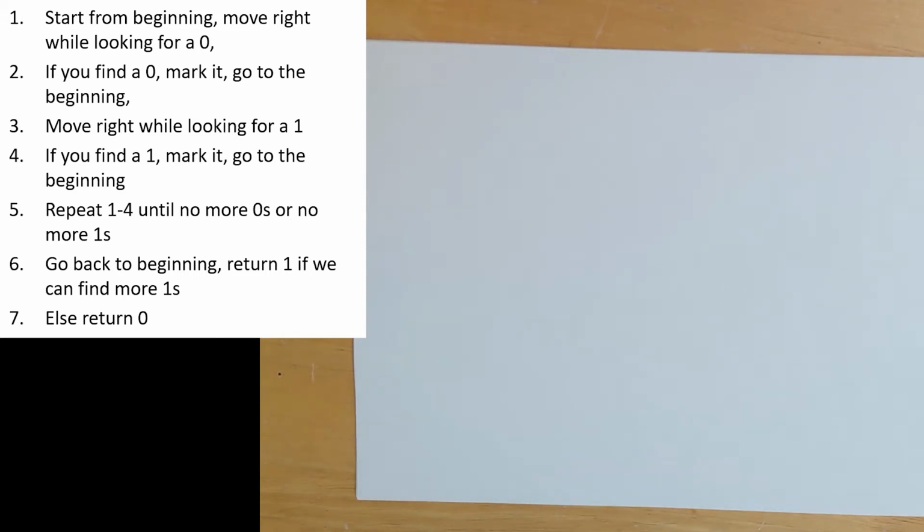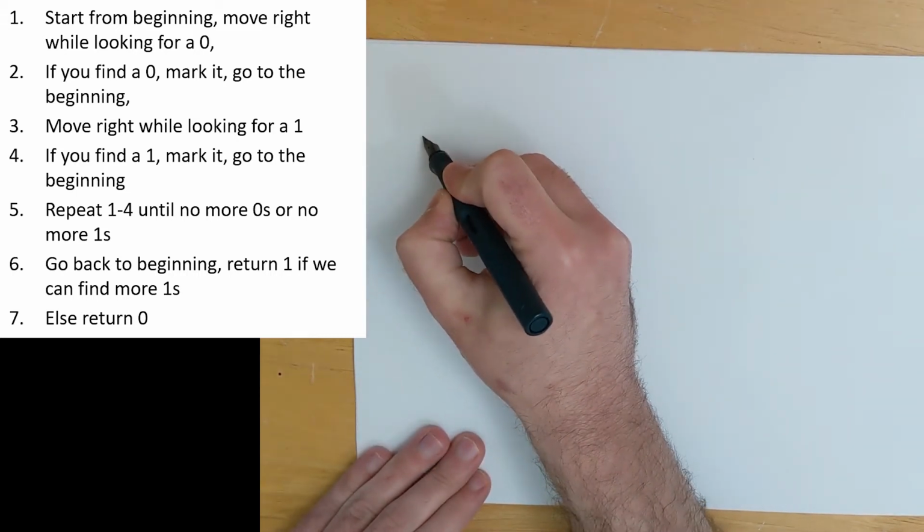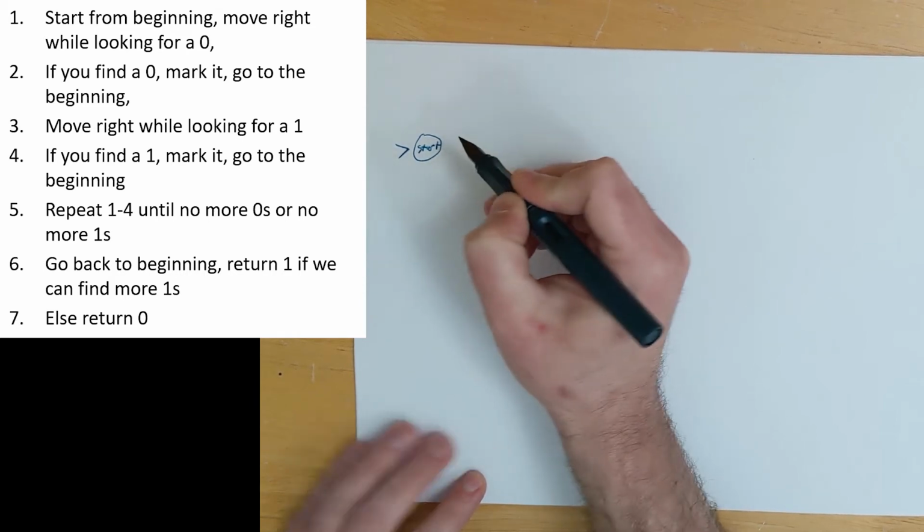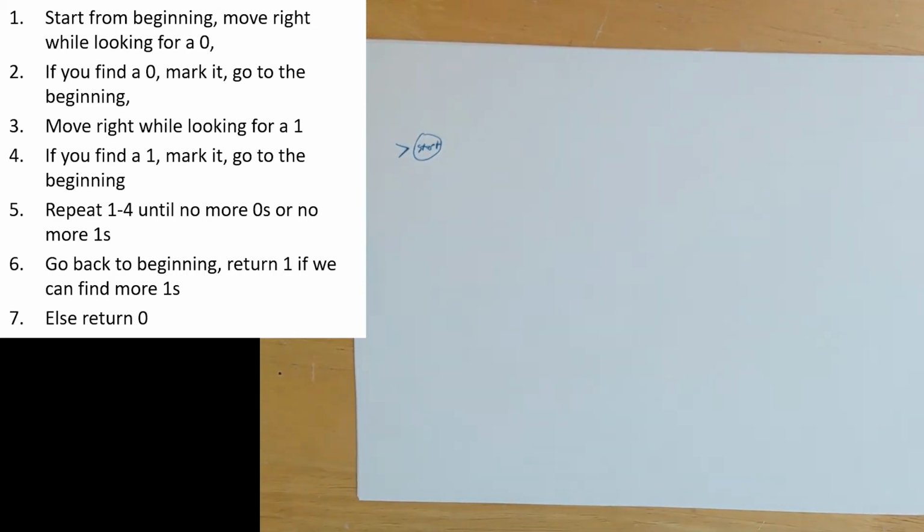So just like with our NFAs and DFAs, we're always going to have some state in our finite state controller for a Turing machine that we identify as the start state. So here's our start state. This is where we begin. And now let's look at our pseudocode. Our pseudocode step one said we're going to be starting from the beginning of the tape, and we're going to move right while looking for a zero.